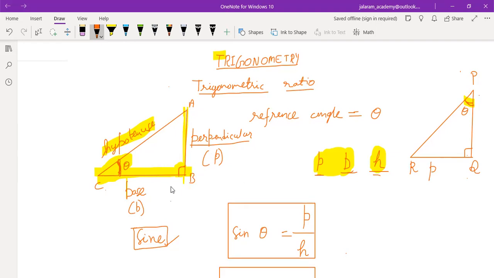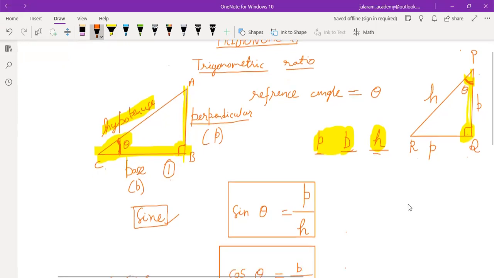In the first figure, perpendicular is the side which is vertical, as it is opposite to the reference angle. But in this, perpendicular is the side which is horizontal, as it is opposite to the reference angle P. And the side which is adjacent to the reference angle is always denoted by B for base, and hypotenuse always remains the same. It's opposite to the right angle. Okay, so always remember this.